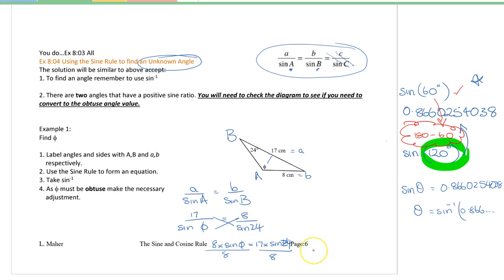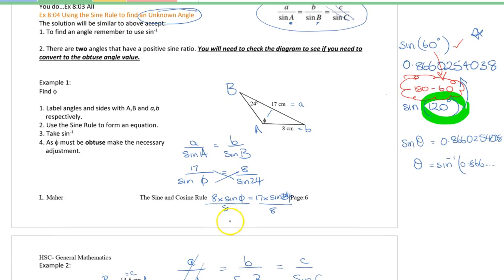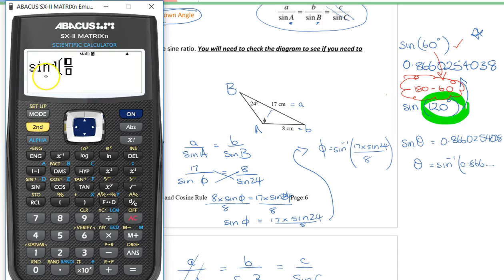We get that sine of the unknown angle is 17 sine 24 on 8. So the unknown angle is sine inverse of this horrible number. Now you can work that out if you like, but it's probably going to go to 7 decimal places, and it's actually not necessary to work it out. Let's have a look. So you can see there I've got on my calculator sine inverse in the top, and I've put in the fraction.